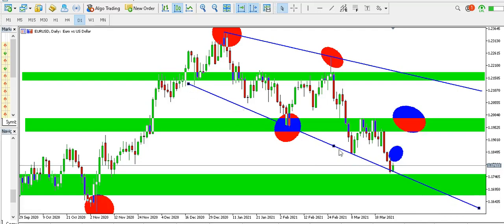Trying to connect the lows. So this is what it is. Like I said earlier, price can come down to test this area and then get rejected, come to this area or proceed up to this area.